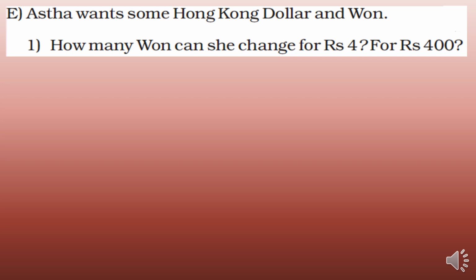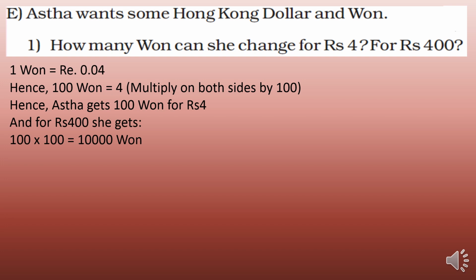Asta wants some Hong Kong dollar and won. How many won can she change for rupees 4 and for rupees 400? So let us find out. 1 won is equal to rupees 0.04. Hence 100 won is equal to 4, multiplying on both sides by 100. See, we can do that. So hence Asta gets 100 won for rupees 4.